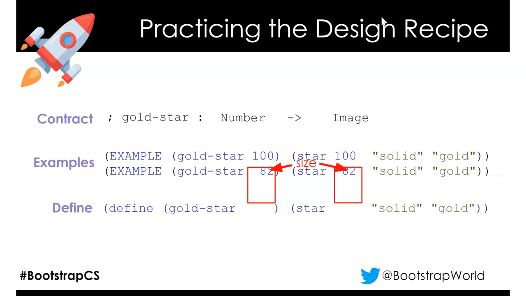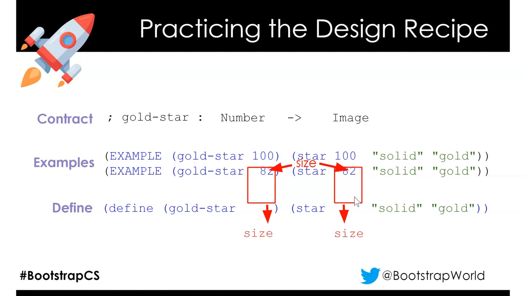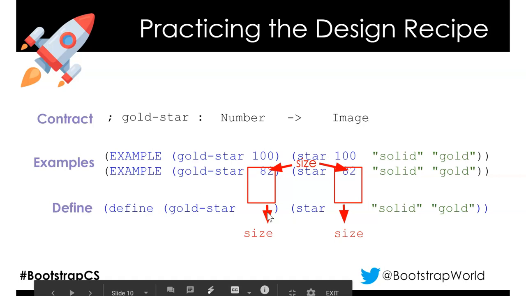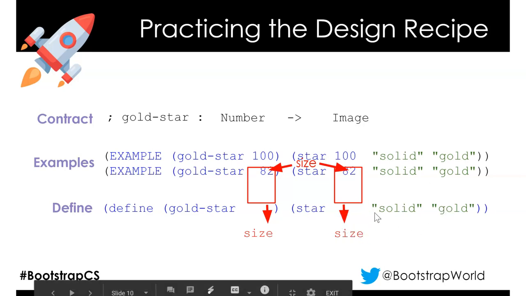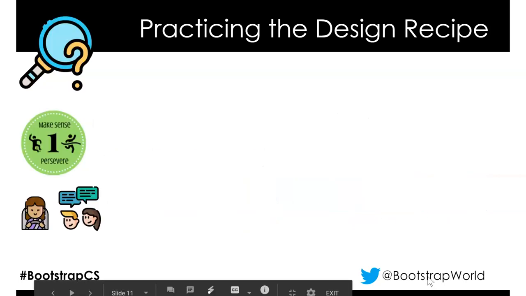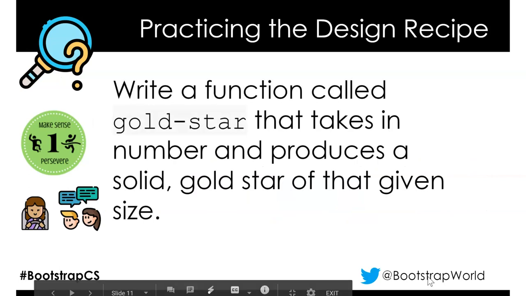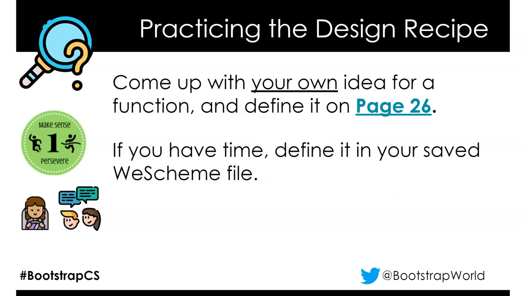We make a little template based on our example, but we replace any of those sizes with the word size, because that's going to be the variable that's going to come into our function as an argument, and that's going to be the variable that our function will be able to use in the body to understand what size star to make. So if you were able to do that, we did that already.